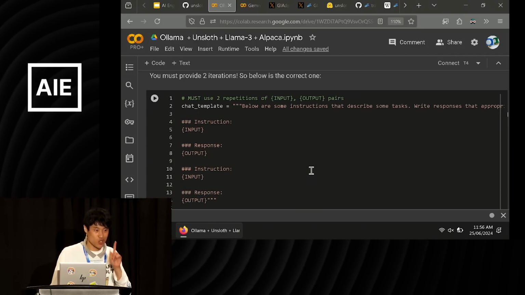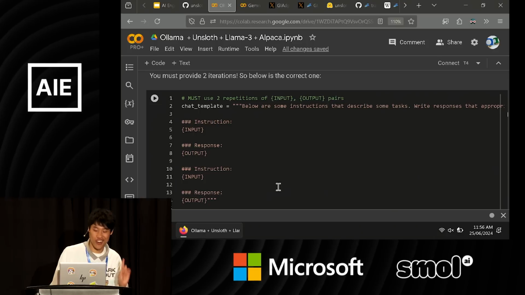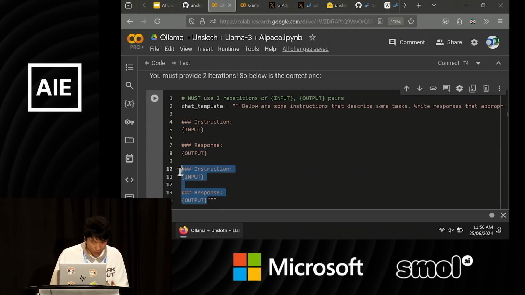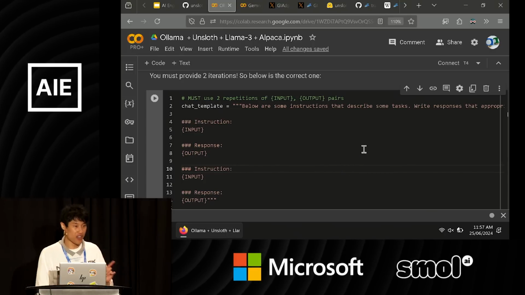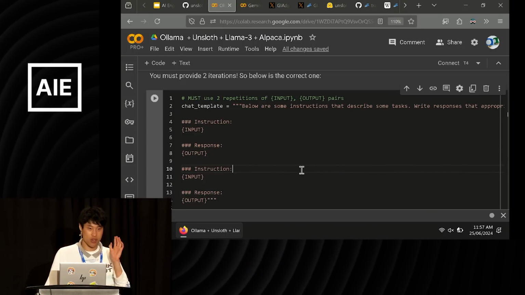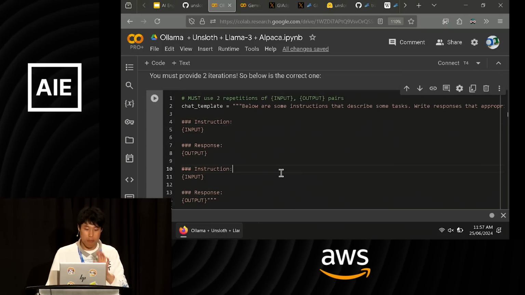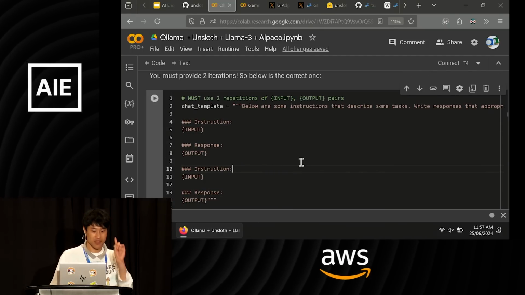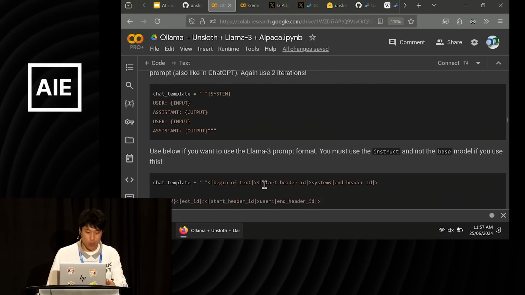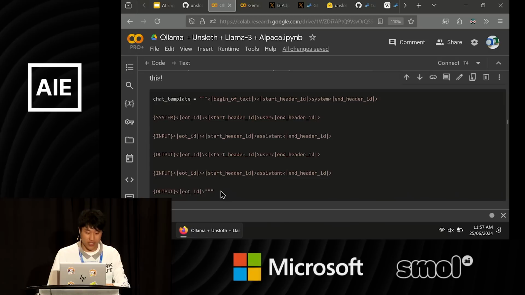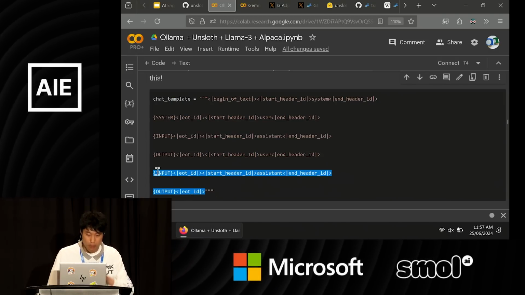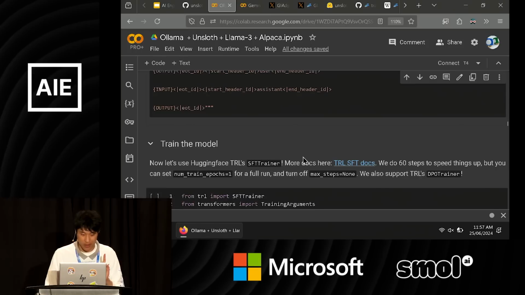But the problem is, to do the model file creation, you must do 2 iterations, repetitions of this, right? You must do instruction response, and then you do another one. You must do this for Unsloth. I found this to be very important for the model file creation. If you do not do this, you have dangling new lines, and you actually make your model output terrible. So you must do 2 repetitions of this. It's a must, and if you don't do that, we'll error out. We also have examples, for example, Llama 3's chat template. Again, you must do 2 iterations, most important.